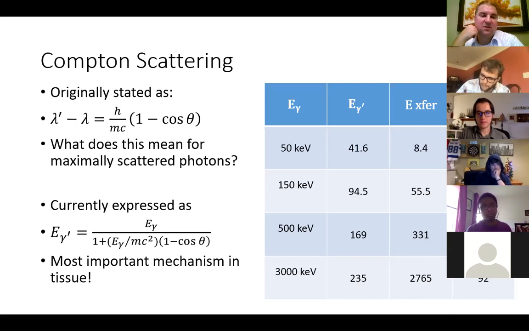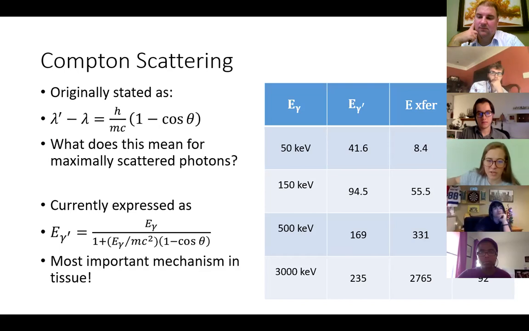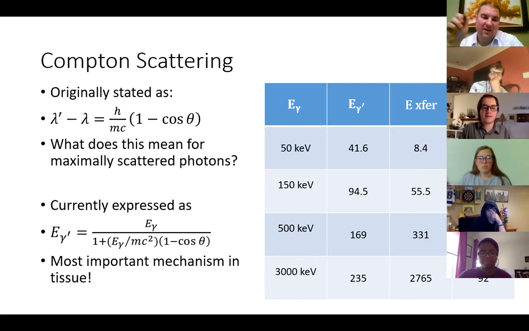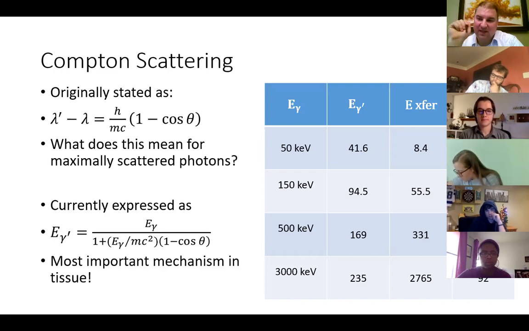If you do look at the wavelengths, what would you say for maximally scattered photons? If a photon was scattered the most it could be scattered, what would its scattering angle be? It would be 180. What would the cosine of 180 be? -1. What's 1 minus -1? Two. So your wavelength shift for a maximally scattered photon would always be 2h over mc. And the m here is the mass of an electron, because that's what the gamma ray is colliding with.